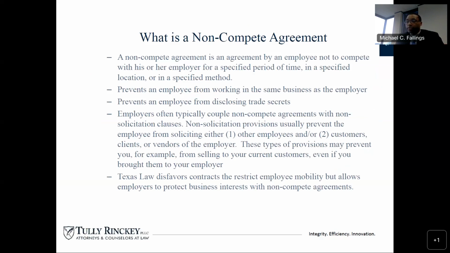Texas law generally does disfavor these restrictions on employees' mobility or non-solicitation. However, there is law to support employers having these clauses to protect their business interests with non-compete agreements. On the next slide, we're going to talk more about the restrictions on non-compete agreements.